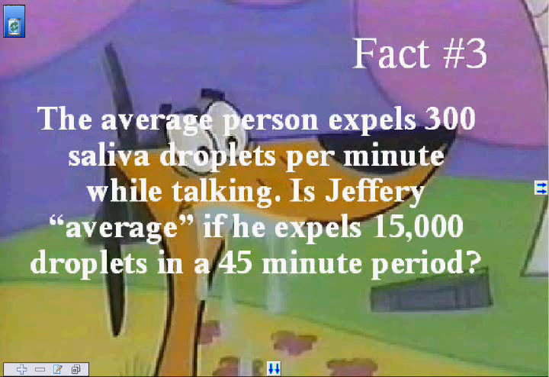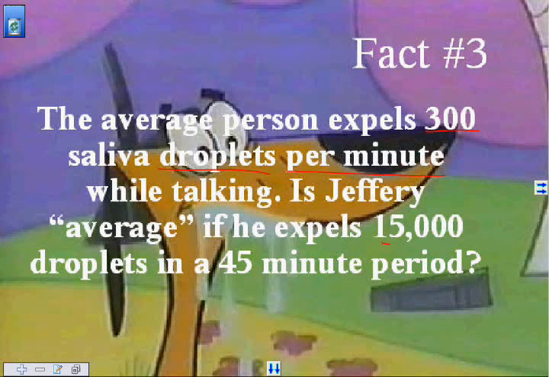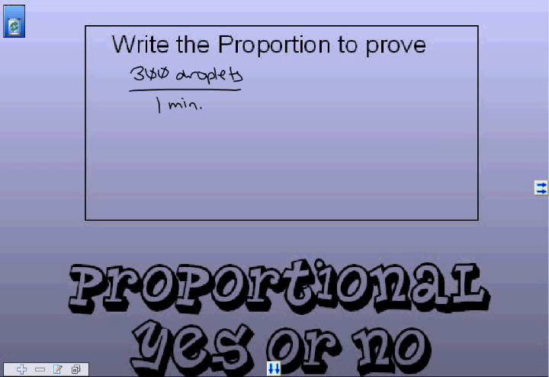Is Jeffrey average if he expels 15,000 droplets in a 45-minute period? So our first set of information is 300 droplets per minute. Per means 1 minute. 300 droplets in 1 minute. Jeffrey expels 15,000 in 45 minutes. That's a lot of spit.